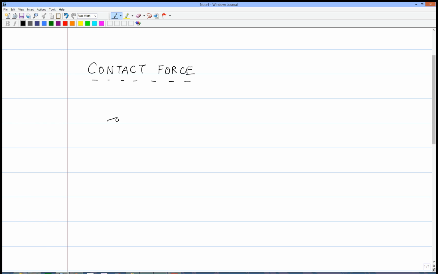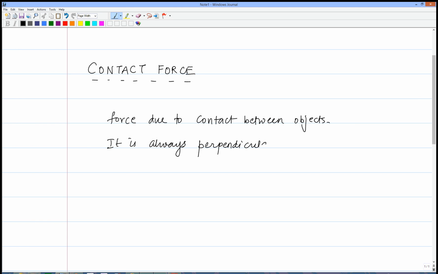It is the force due to the contact between objects. Now, there are some important properties of the contact force, and one of which is that it is always perpendicular to the surface. And this is the reason why the contact force is also referred to as the normal force.